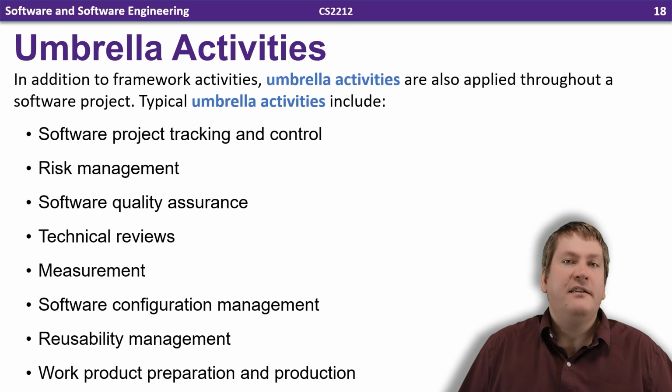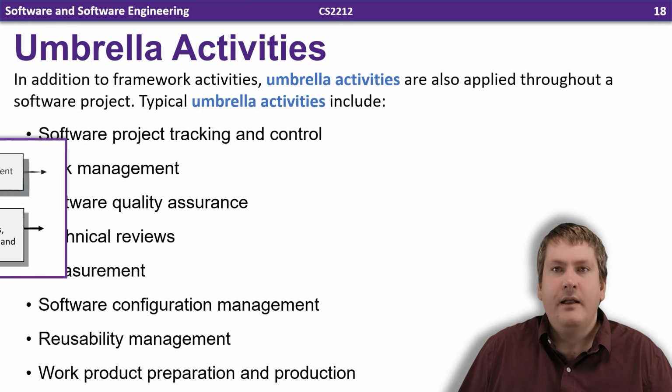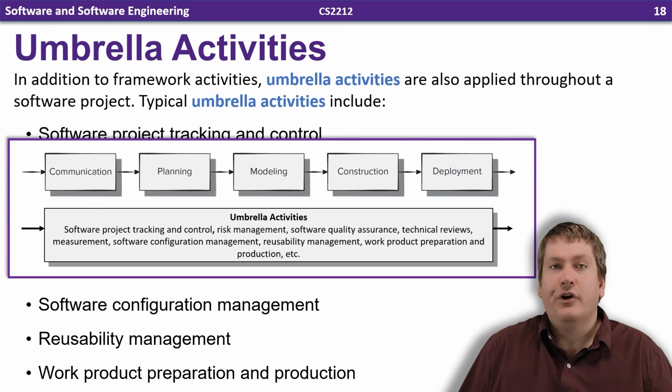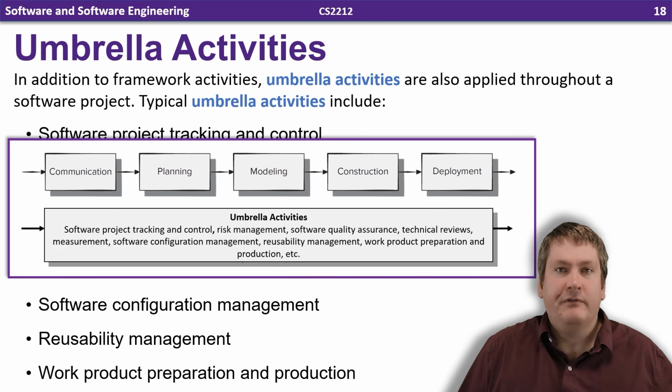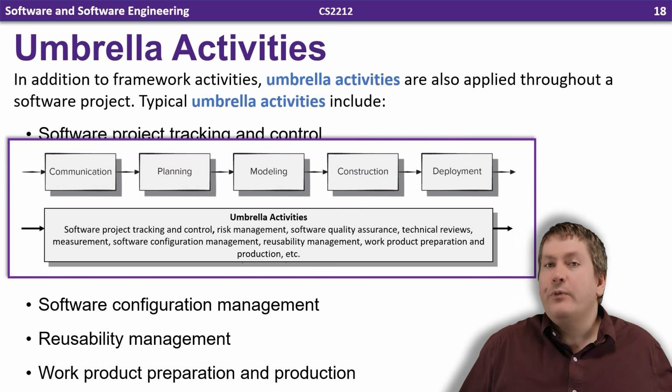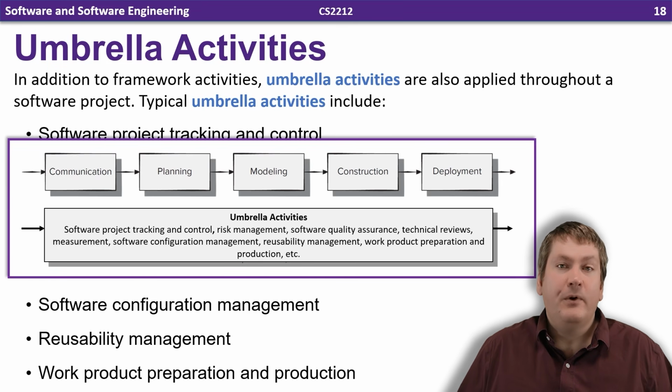Now, in addition to these framework activities, the process is also complemented by a number of umbrella activities. Unlike framework activities, which occur at a particular point of time and in a particular order or within a particular flow during the project, umbrella activities are conducted throughout the whole software project. So throughout the whole project, you're going to be doing all of these. These activities tend to be focused on project management, controlling progress, quality assurance, and change and risk management.